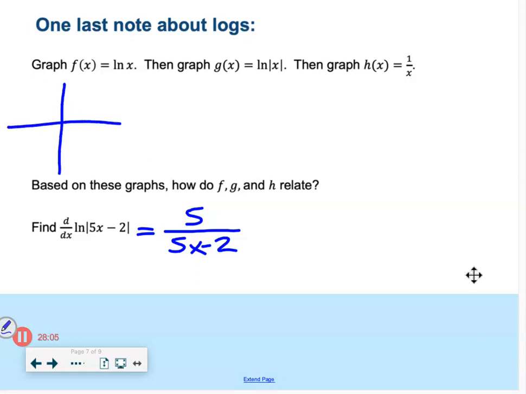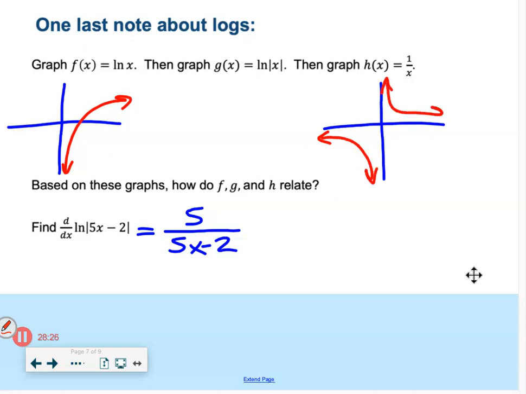So if we have y equals ln x, the graph of y equals ln x looks like this. It's this little swoop, right? We've been talking about this. The derivative of y equals ln x is 1 over x. 1 over x looks like that. Do you see a problem?